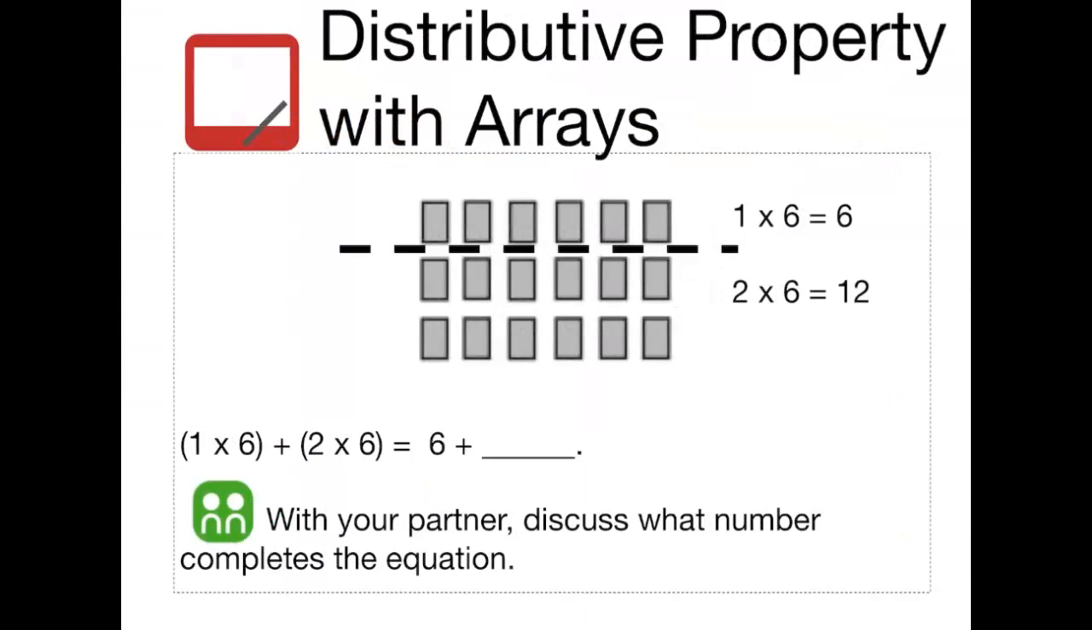So here we can discuss the number that completes the equation with your partner. So we have 1 times 6 plus 2 times 6 is equal to 6 plus what? So we're solving this. We did that, which goes here. And now we're going to solve this, 2 times 6, and put that answer there. So tell your school partner what that answer is. If you said 12, you are correct. So 1 times 6 plus 2 times 6 is equal to 6 plus 12.